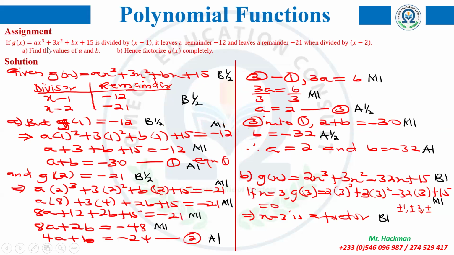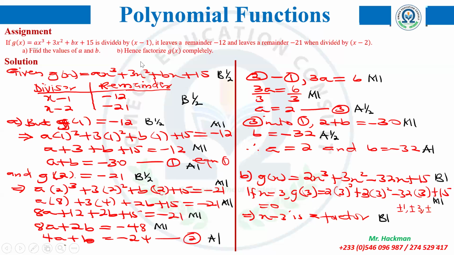Okay, so the question is here. I've told you, anytime you read a question, make it a habit to underline the salient parts to protect your marks. So at this point, if we are reading the question: if g of x is equal to ax cubed plus 3x squared plus bx plus 15 is divided by x minus 1, it leaves a remainder of minus 12, and leaves a remainder of minus 21 when divided by x minus 2. A, find the values of a and b.